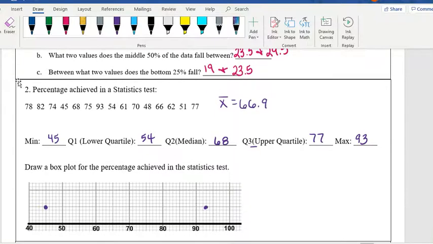So this one, the mean is a little lower than the median, so it's going to be slightly skewed left because the mean is lower.